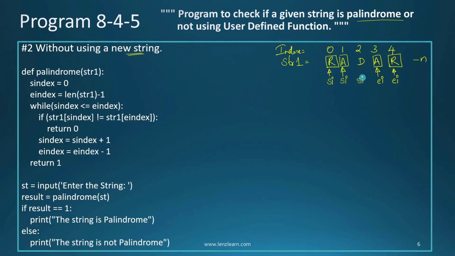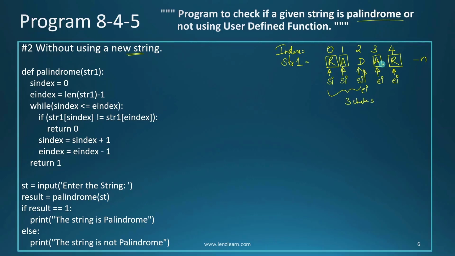And after that I will increment SI, it points to D. I will decrement EI. Now EI also points to D. So now there is no point in checking whether D is equal to D. It will be same for sure. So now you can stop. So that is why I told you we need only 3 checks, right?